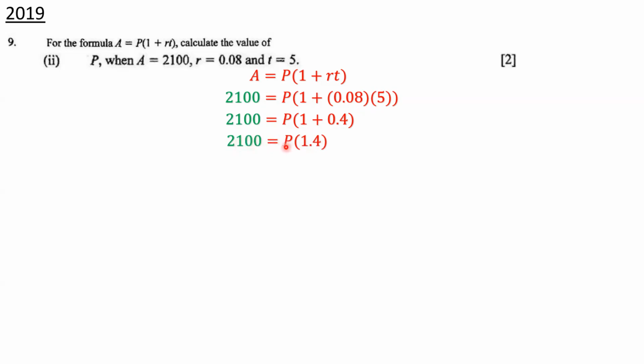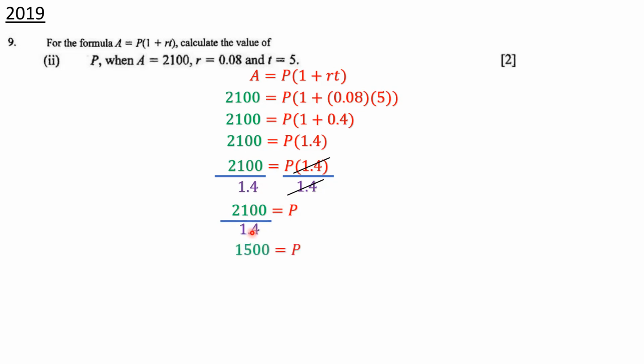Remember, we want to isolate P. We want to figure out the value of P. So we're going to divide both sides by 1.4 because we want to get rid of this 1.4. They are connected by multiplication, so we have to do the opposite, which is division. These two cancel out, and so we are left with P is equal to 2,100 divided by 1.4. So what is 2,100 divided by 1.4? Well, that is exactly 1,500. So that means that P equals 1,500.